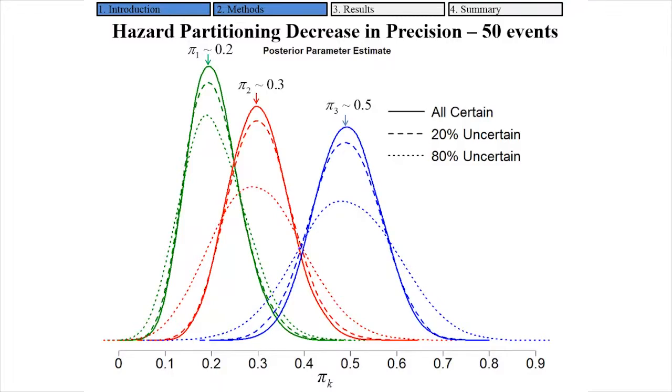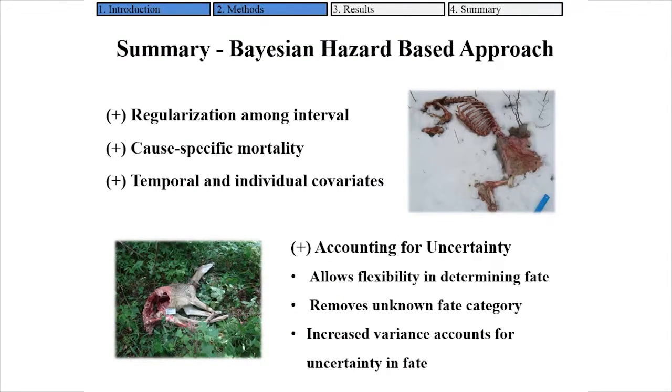So just a quick summary with this approach. We're able to regularize among those intervals, which is a really flexible way, almost in a sense could be thought of as somewhat of a semi-parametric approach, where it's not all or none, where you say survival is constant, or survival varies independently among intervals. We can estimate cause-specific mortality accurately without having any bias. We can model these probabilities with temporal or individual covariates. And then finally, the extension of this model, accounting for that uncertainty, allows flexibility in determining the fate, removes the unknown category, and appears to be accounting for the increase in variance.